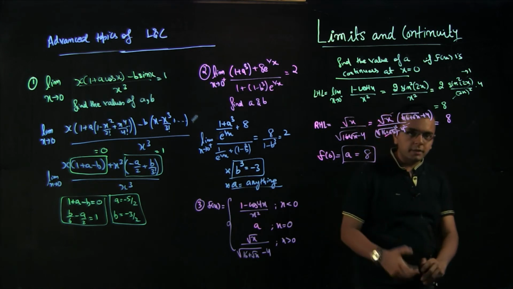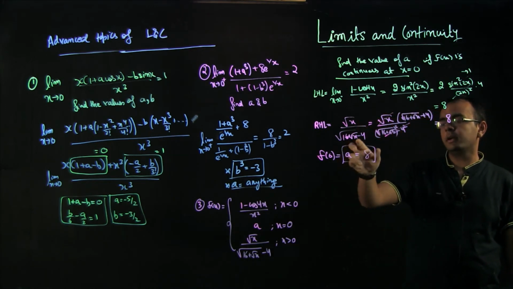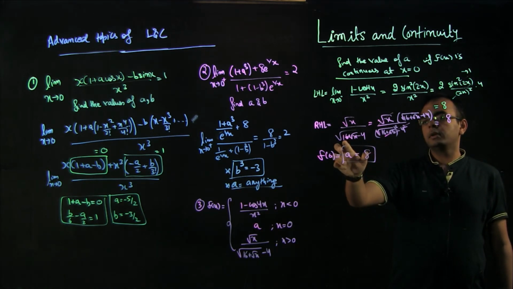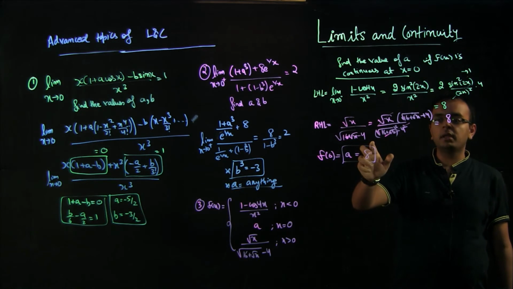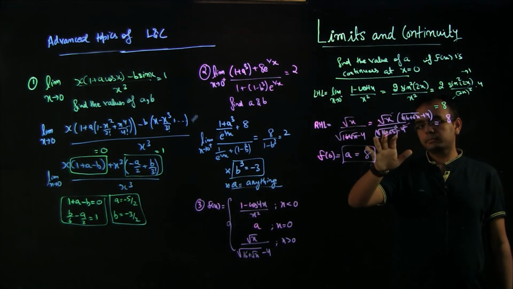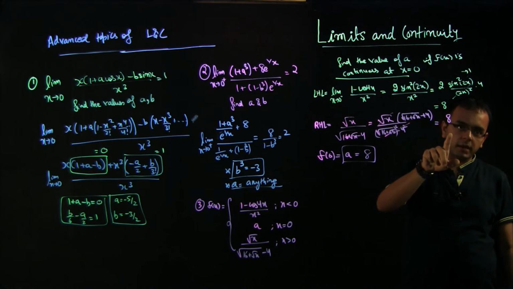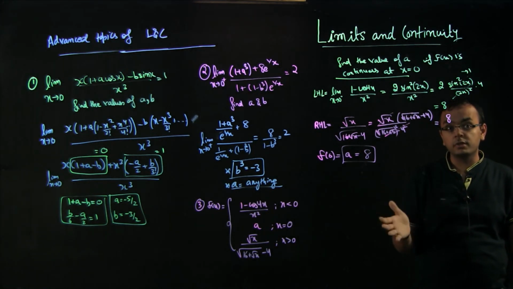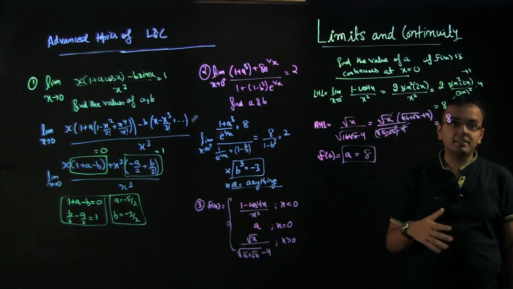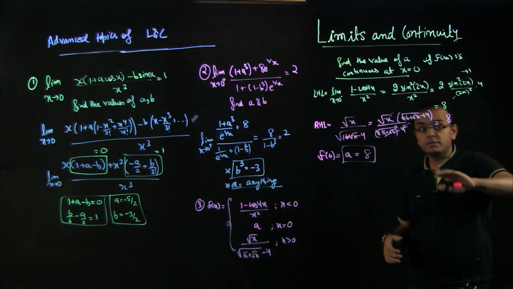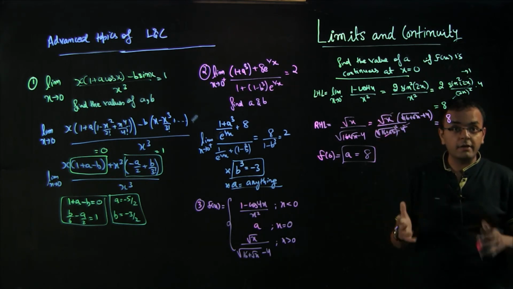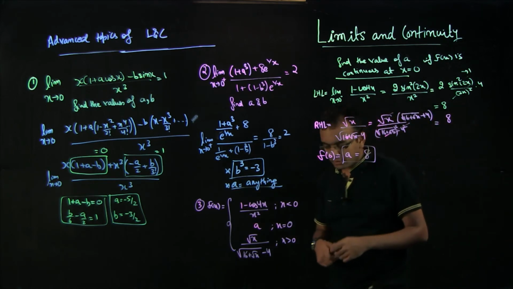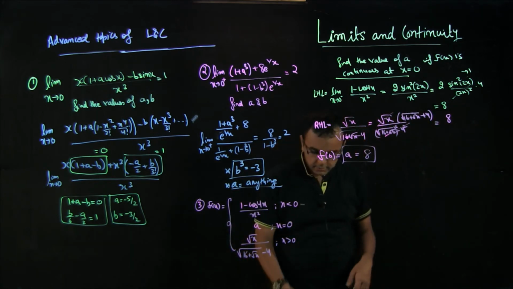What could be a trick problem here is that, for instance, let's say they made this to be 9 plus root x minus 3, and in that case the answer here would actually be 6 rather than 8, and the left hand limit won't be equal to the right hand limit, so no value of a would be able to give you the right answer. So that's the trick problem. You have to check that all the three values are equal: left hand limit, right hand limit, and the function value, to make the function continuous.